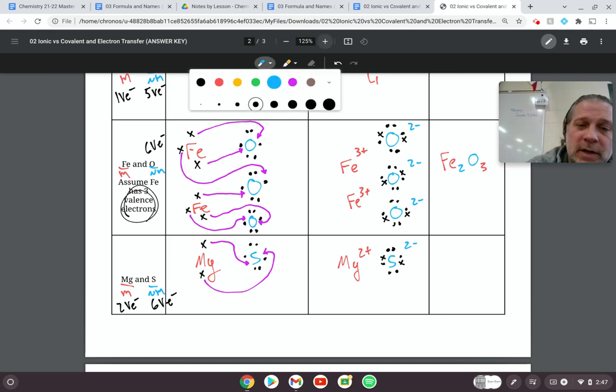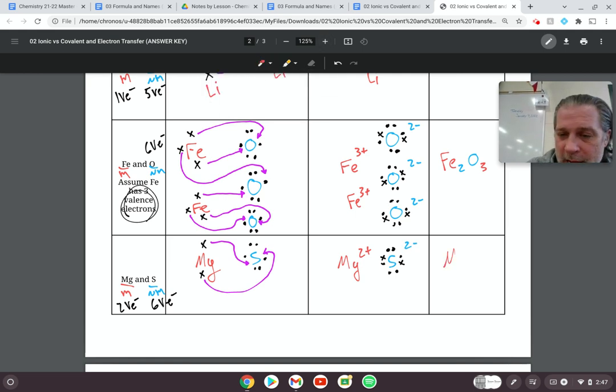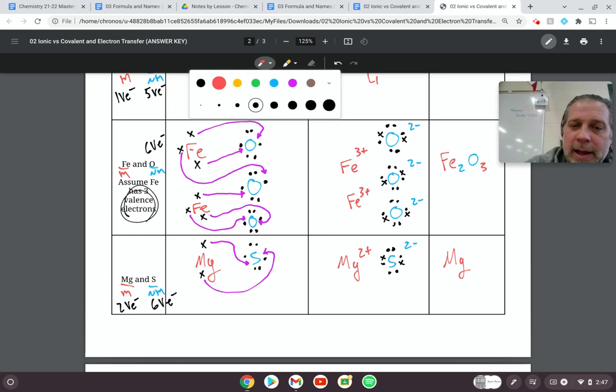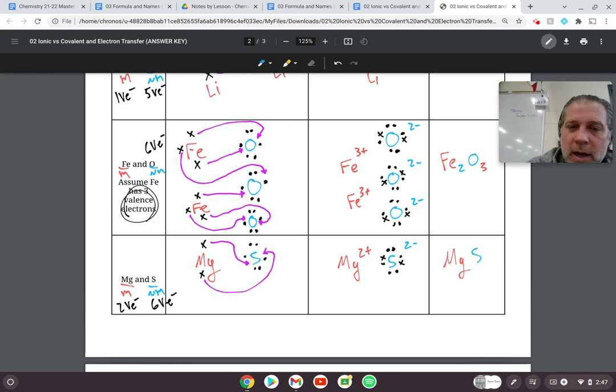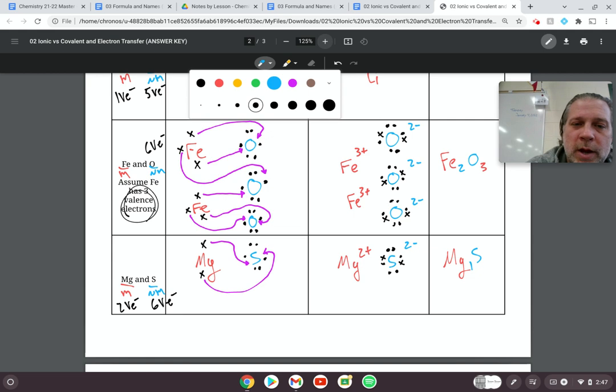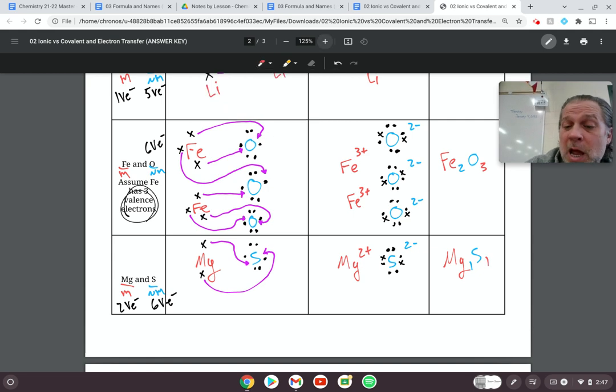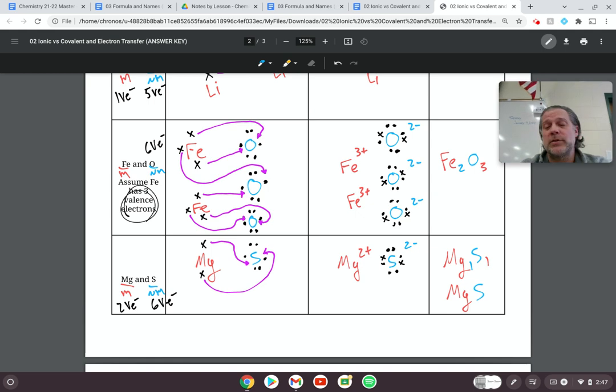Now when I write this compound, I'm going to count them up. So I have Mg and S. And so it'd be like Mg1, S1, because that's really what we have here. But we don't write ones in chemistry, so we're just going to simply write Mg and S, and then that's our final answer.